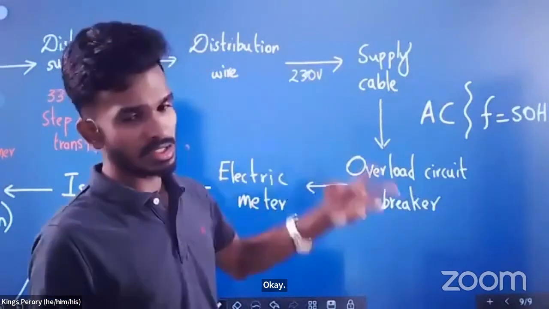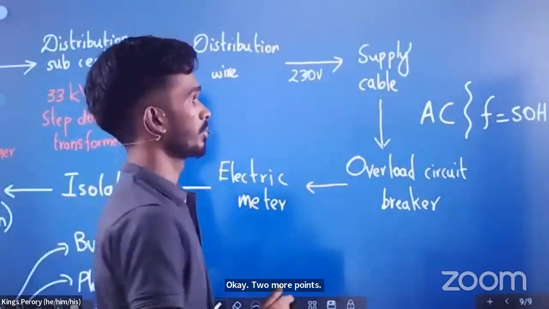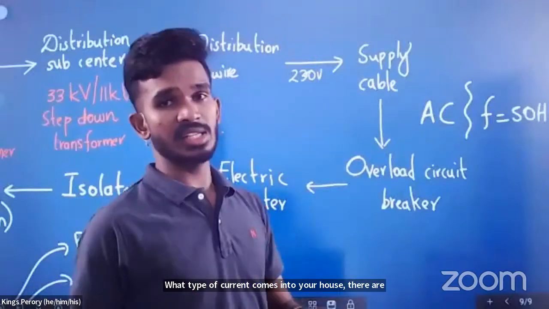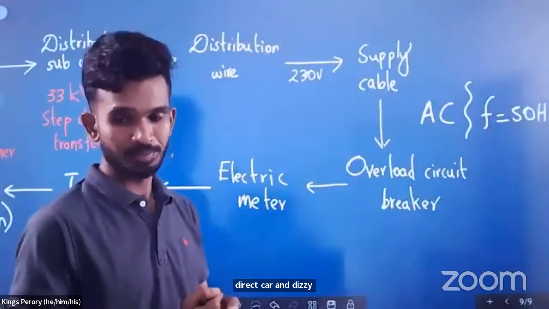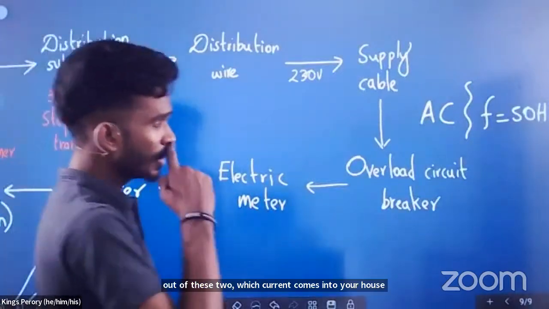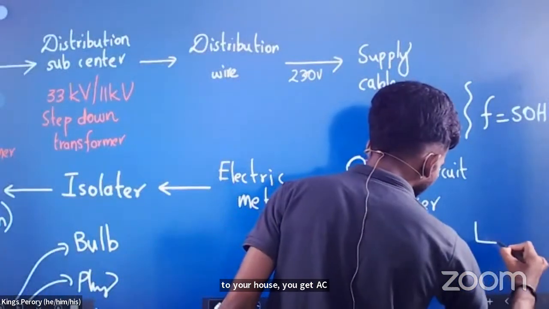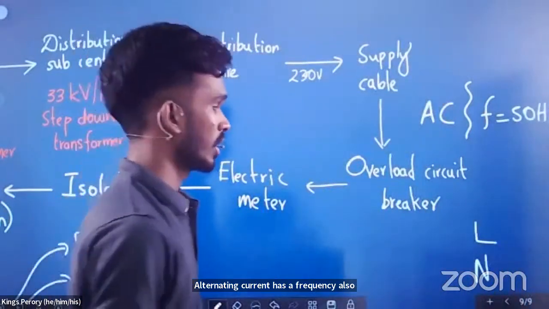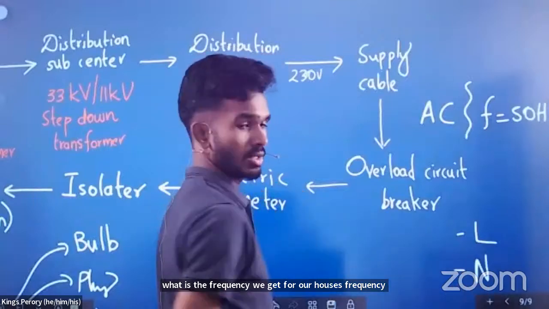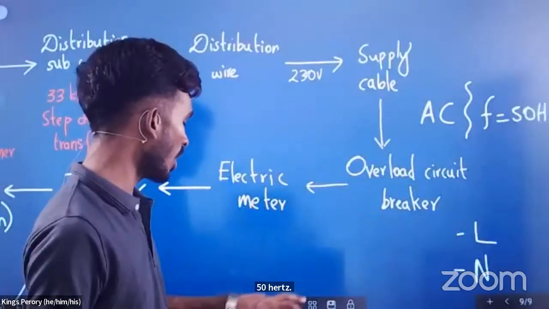Now, the supply cable is what gives current into your house. The supply cable consists of 2 wires. How many wires are there in the supply cable? 2 wires. What are the 2 wires? One is live, the other is neutral. So live wire, neutral wire. Those are the 2 wires coming into your house.